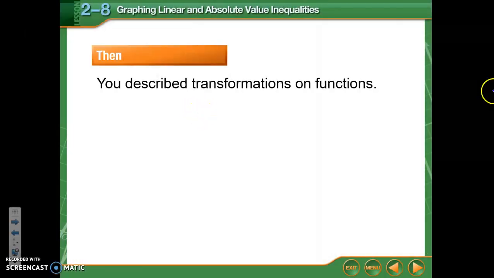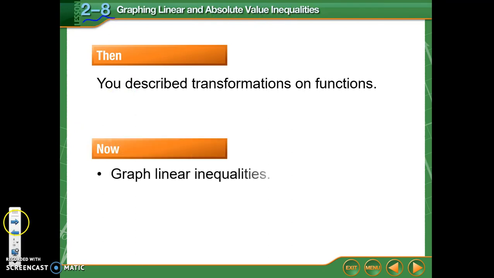Alright, hello, Algebra 2. We are working today on section 2.8. This is the last section of chapter 2, and we're going to be talking about a topic that we have done in previous math classes, which is graphing linear inequalities, and we're going to add to that absolute value inequalities. And it's not going to be that much harder because it's really the same principle for both.